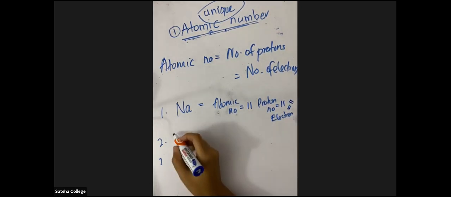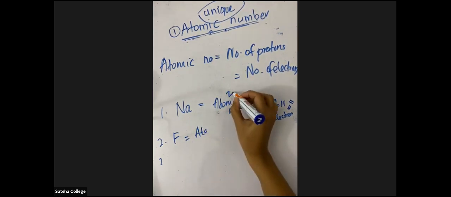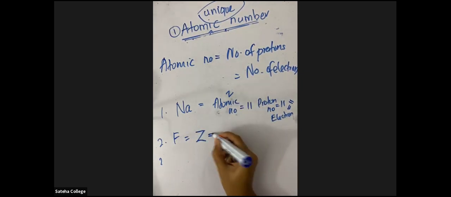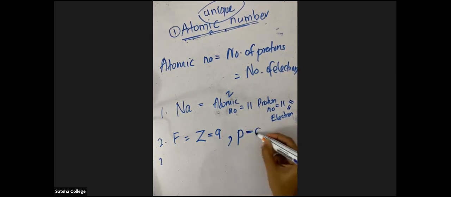11. Next one was fluorine. Fluorine, atomic number. Now atomic number, simple as Z, okay? So we can write it as Z. Symbol of atomic number is Z. So Z is equal to 9. Proton number, let's put it as P equal 9. Electron number also equal to 9.